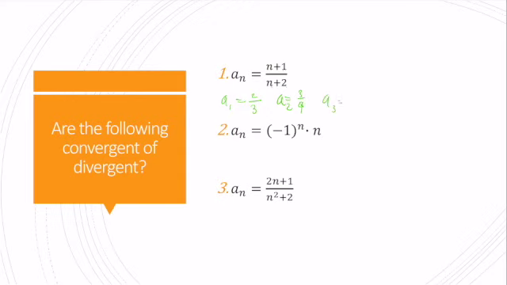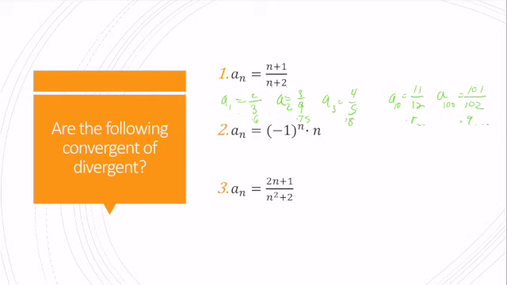A sub 3 equals 4/5. A sub 10 would equal 11/12. A sub 100 would be 101 over 102. I hope you can see that these values are getting closer and closer to 1, right? This was like 0.6, 0.75, 0.8 if we converted these to decimals, right? This is like 0.8 something, this is like 0.9 something, right?